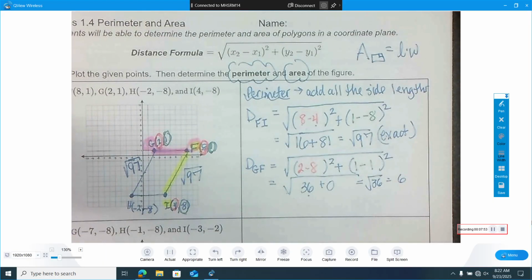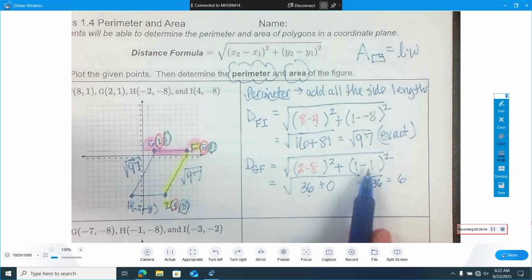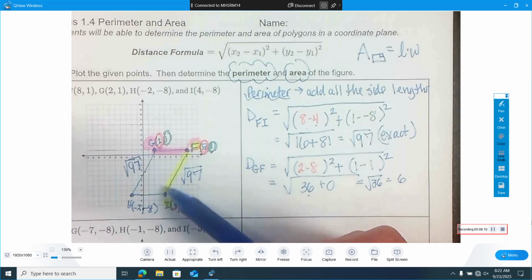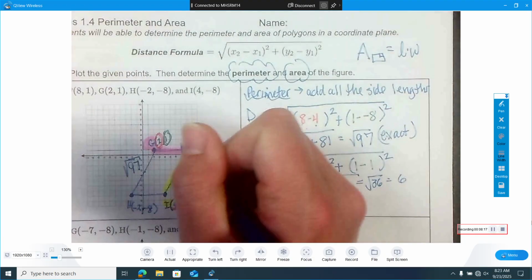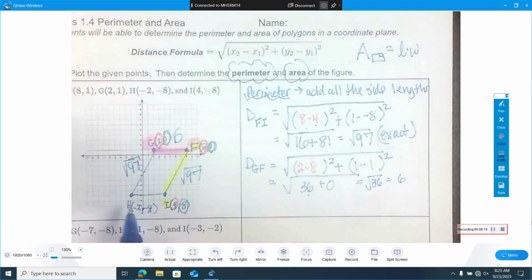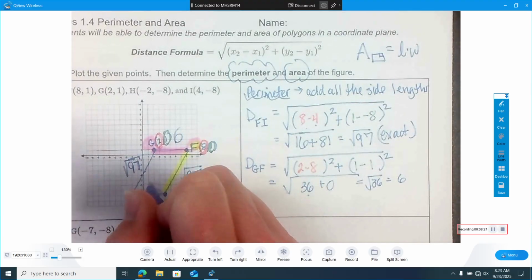The same is true about a perfectly vertical line. I don't have to use the distance formula on lines that are horizontal or vertical, because it turns out we're going to get a 0, and it's just the length of the segment. We can just count it. If it's a slanty line like the first one we did here, you are going to have to use the distance formula. So it turns out that this is 6. What is HI? 6 as well.